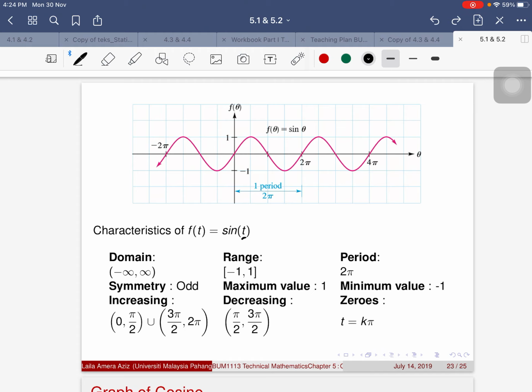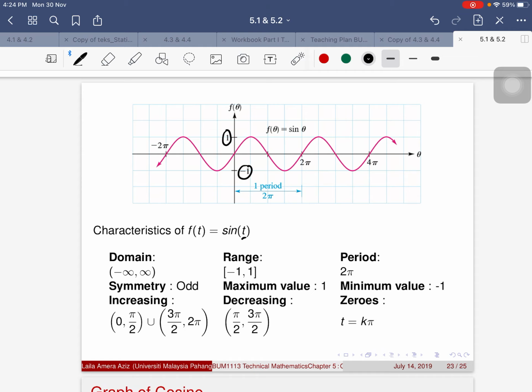And this is actually an odd function, and you will learn this in detail later in your third mathematics course, which is known as applied mathematics. Later you will see what is odd and even. The maximum value is going to be at 1, and the minimum value is going to be at negative 1.